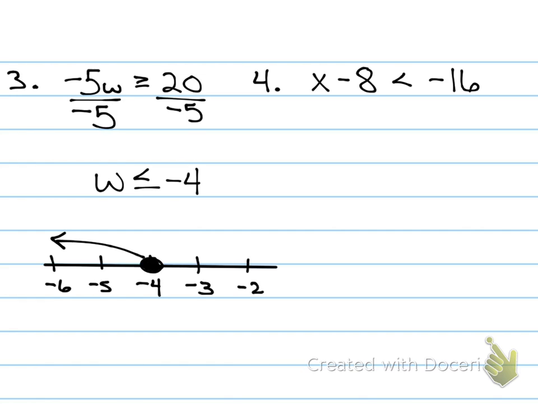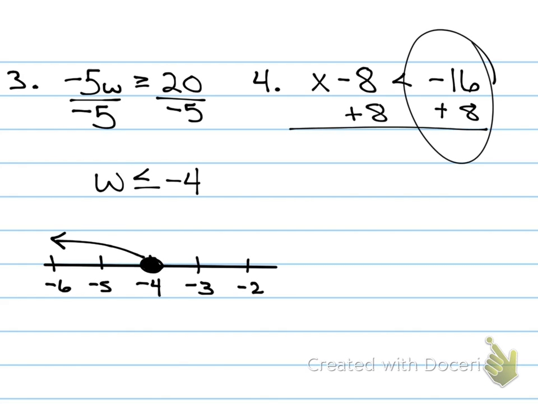All right, number 4, what do I do to both sides? I need to add 8 to both sides. And guys, -16 plus 8 is not 24. I see many people writing that answer. You're not using your rules for positives and negatives. And you have calculators. Use them. The answer is -8.